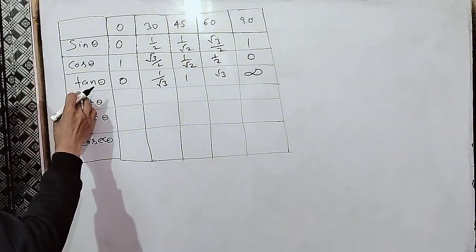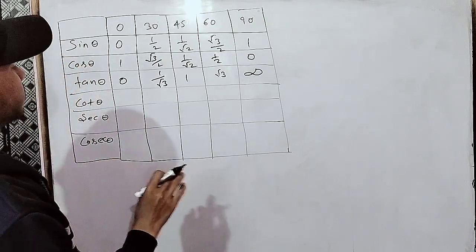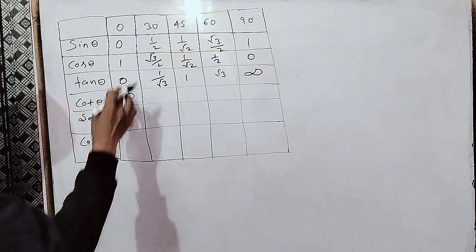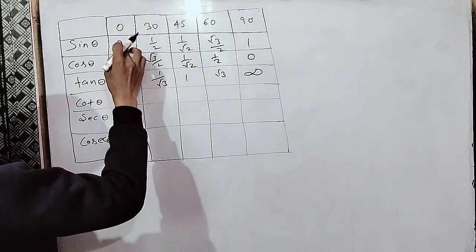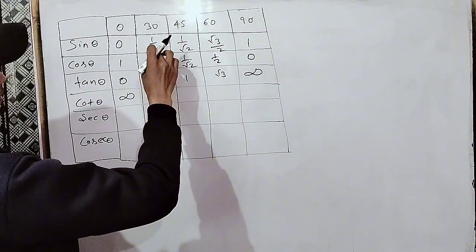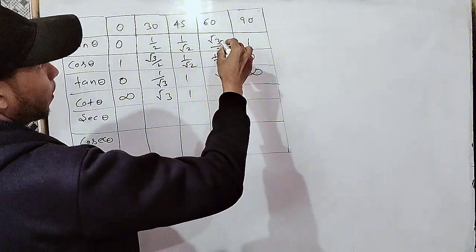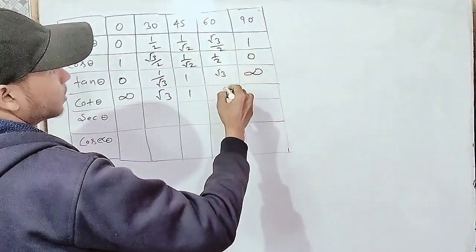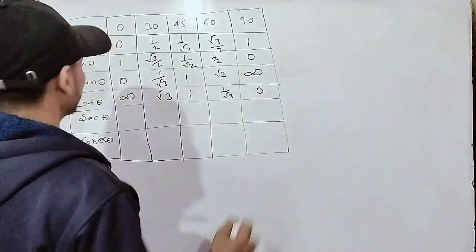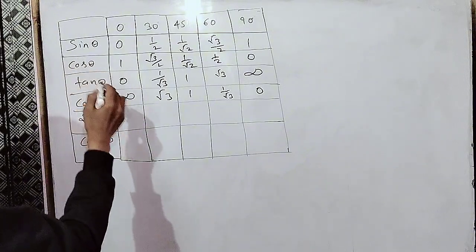Now this is just the opposite. This is the reciprocal of tan, this is the reciprocal of cos, this is the reciprocal of sine. We are dividing 1 by 0, that's why we wrote infinite. Now root 3, then 1, then 1 by root 3, 0. Clear? This is the reciprocal of tan.